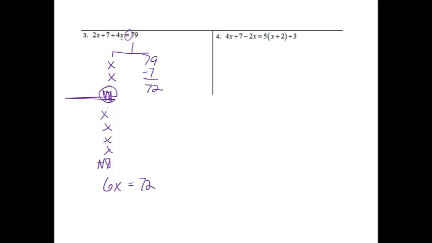I could have noticed up here that I had a 2x and a 4x, which when I add it together, will be 6x. Okay, so our last step we know is to divide both sides by 6, and I get x equals 12. Alrighty, problem 4.